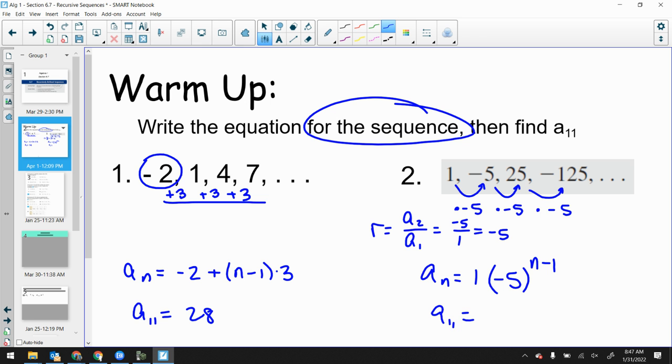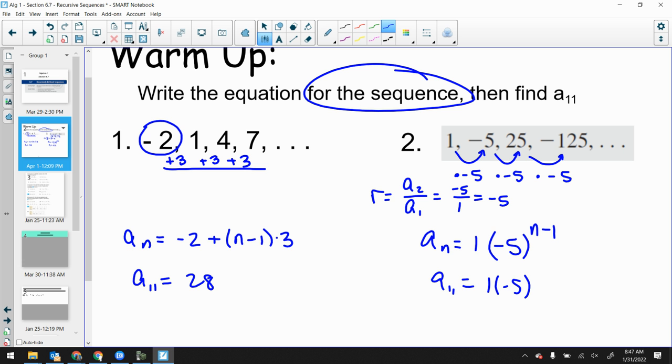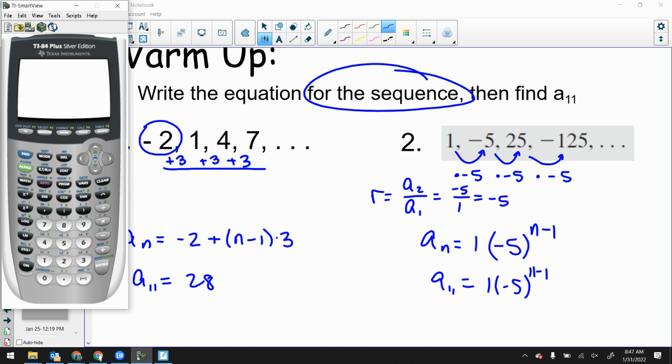Now, when I find a sub 11, remember that when I plug this in, I'm going to have 1 times -5 to the 11 minus 1 power. I'm going to go in my calculator, and I'm going to say 1 times -5 in parentheses raised to the what power? 10. Don't do 11 minus 1 in your calculator. If you do, you should use parentheses. But honestly, 11 minus 1 is just 10, so use that. Ooh, big number. Don't be afraid of big numbers, especially in geometric sequences, especially exponential functions. Do not be afraid of big numbers or really small numbers.